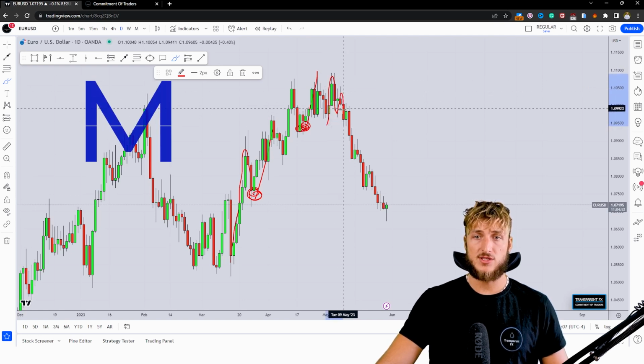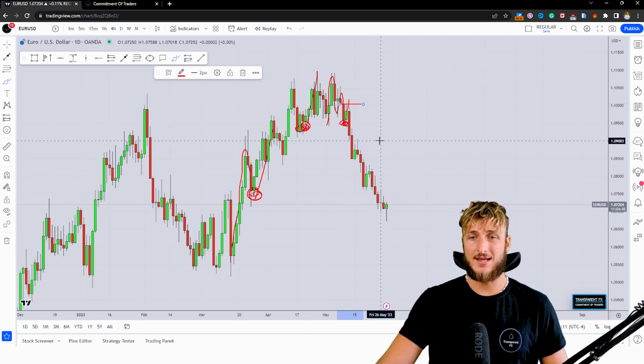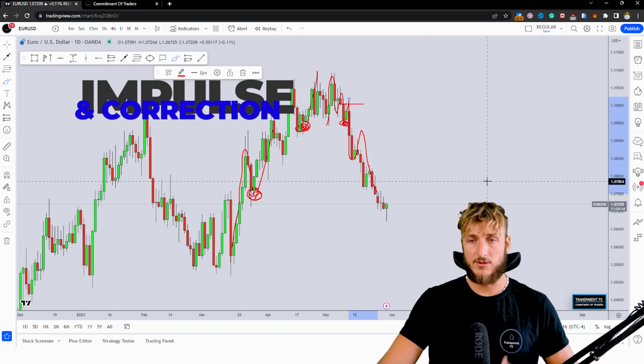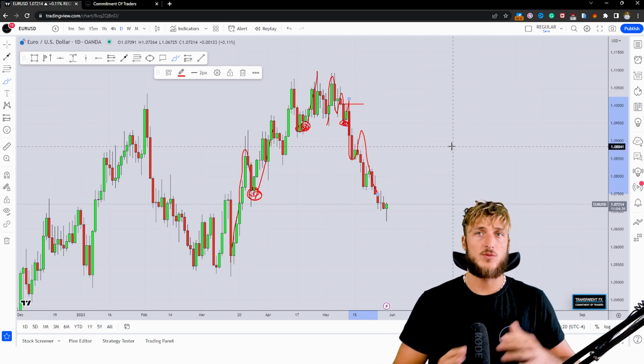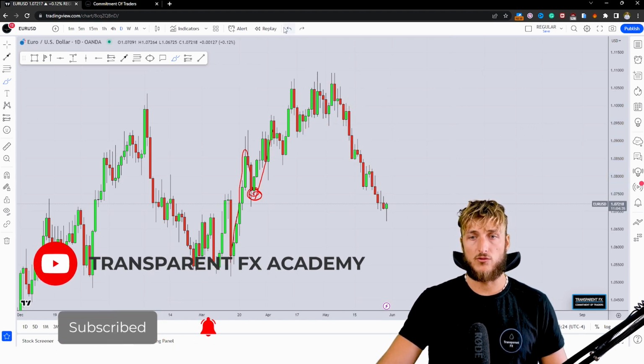Then we had the creation of this M pattern. I explained all the reasons for which we wanted to see the completion of the M pattern at the neckline. Then we had this impulse, we wanted to see a correction and continuation to the downside, which is exactly what the market just gave us. And by the way, I will link in description all these previous analysis, so you can go and check them out for more free education.